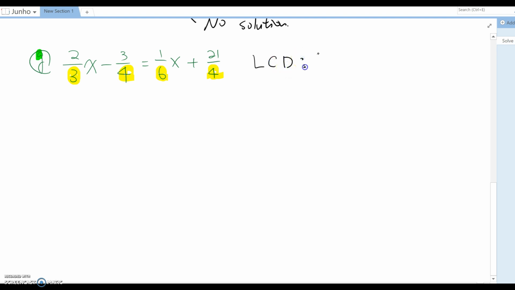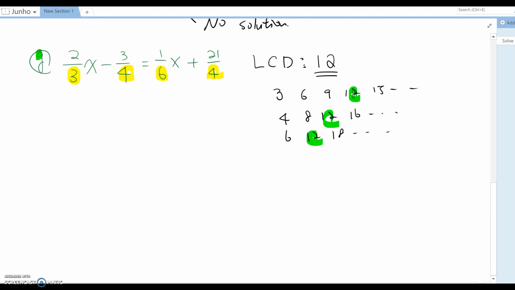So the LCD in this case will be 12, because multiples of 3 are 3, 6, 9, 12, 15, like that. Multiples of 4 are 4, 8, 12, and 16. And multiples of 6 are 6, 12, 18. So as you see, 12 is the least common denominator. So now you multiply 12 to every term, like what we did before.